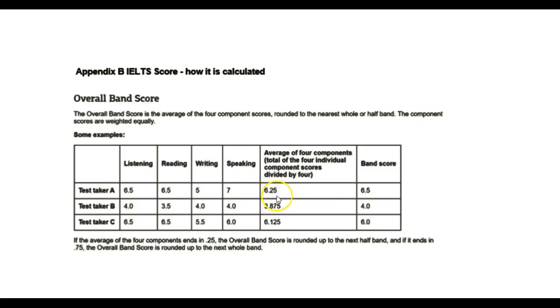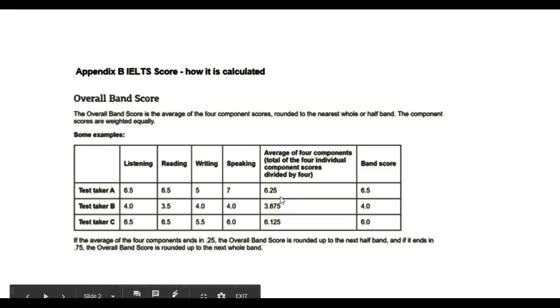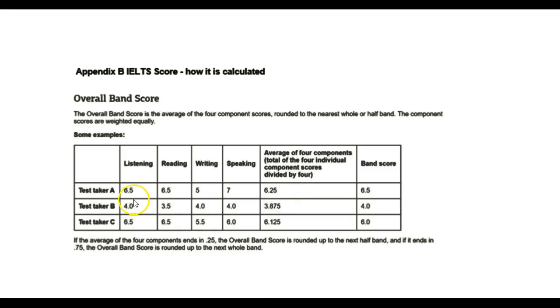However, you cannot get a 6.25 in IELTS or 6.75. So what happens to the 25? Usually it's rounded to the next half. So your total score or band score will be 6.5. If you had a 6.75, then your score is going to be rounded to the next whole band. So if you get a 6.5 in listening, 6.5 in reading, 5 in writing, and 7 in speaking, you're going to get a 6.5 band score.